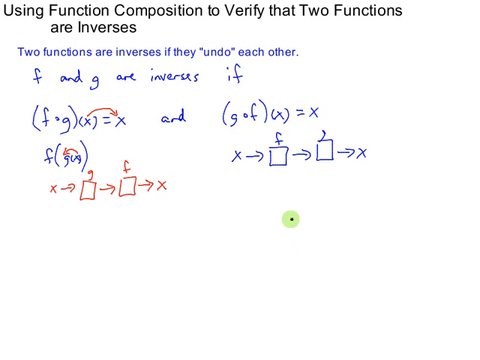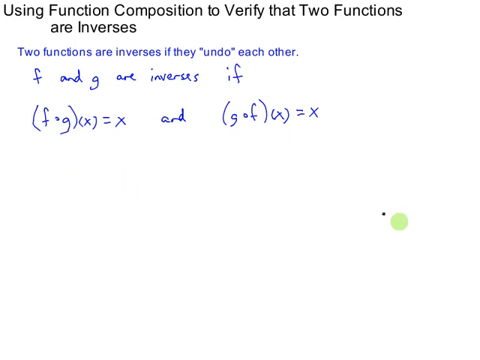So that's how we verify that two functions are inverses. We have to look at the composition both ways and see that the output is the same thing that we put in. So f and g are inverses if their composition one way gives the output x with the input x, and the composition the other way gives the output x if the input's x.